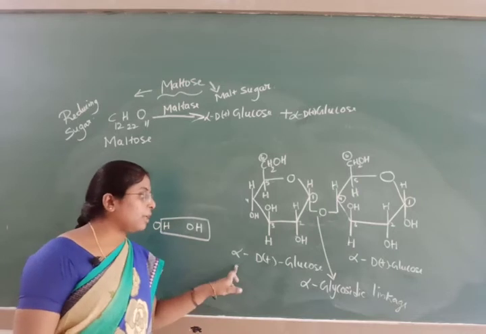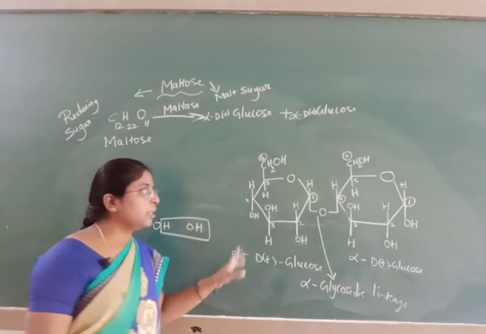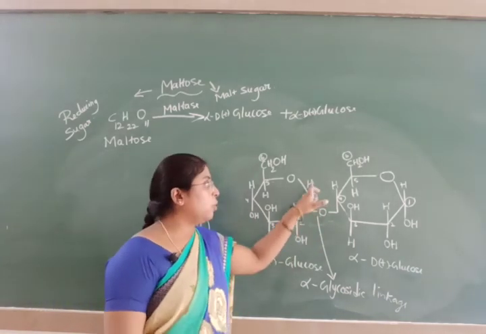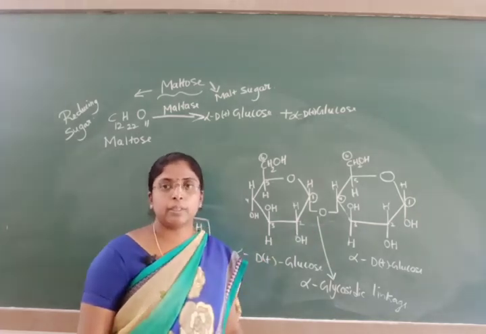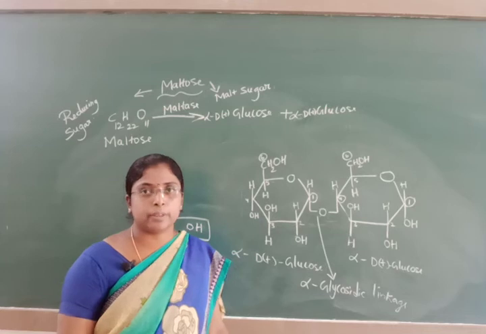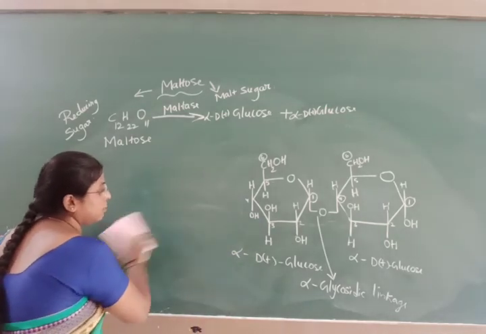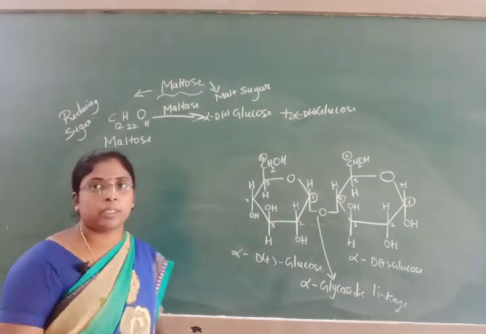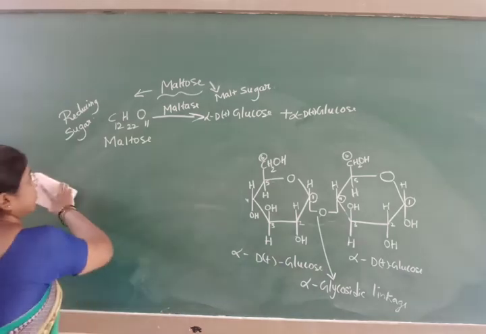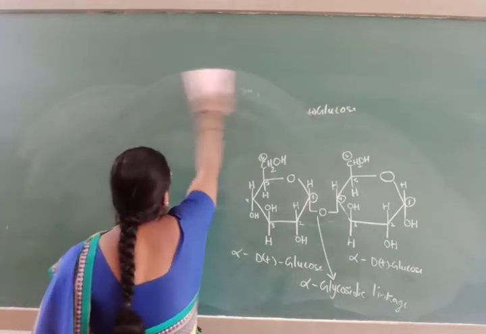Here, instead of alpha, if it is beta, how will you write it? Instead of H, OH, we have to represent the first carbon as OH, H. This is the difference between alpha and beta glucose units. So it forms alpha glucose. A C1-C4 alpha glycosidic linkage is obtained in the case of maltose. After maltose, next comes lactose.